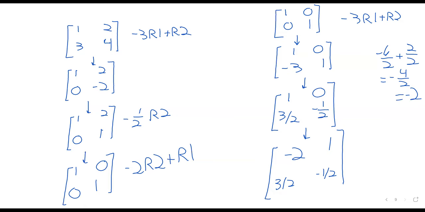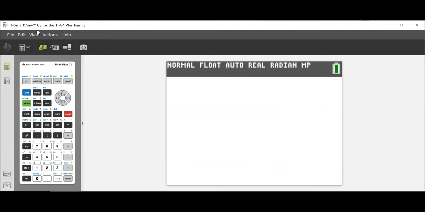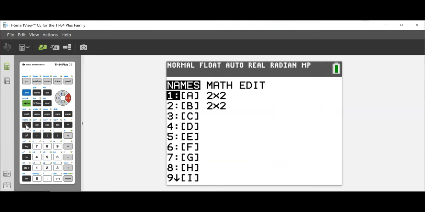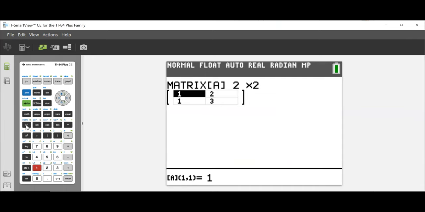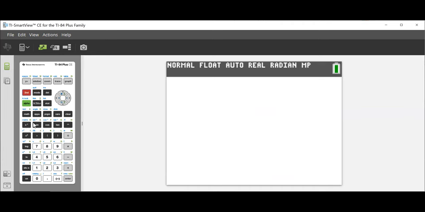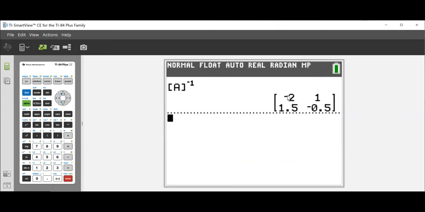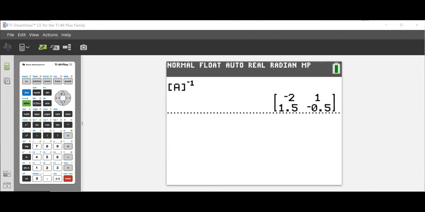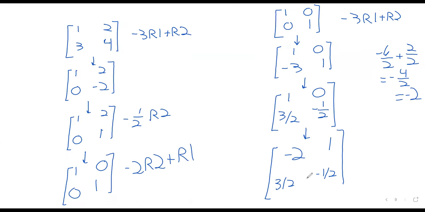I'm going to have things to say about finding inverses on the calculator, but for now I'll just do it. Matrix edit, 2 by 2, 1, 2, 3, 4. If you press this negative one button, negative two, one, 1.5, negative 0.5. Is that negative 2, 1, 1.5, negative 0.5? That is indeed what I got.